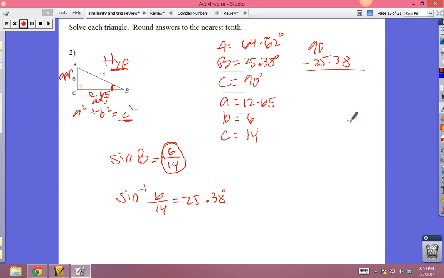So if you know the sides but no angles, you have to use this. You have to do the inverse sine.